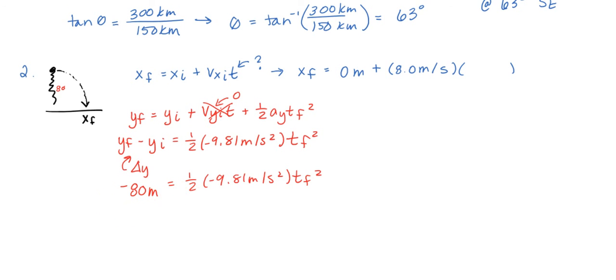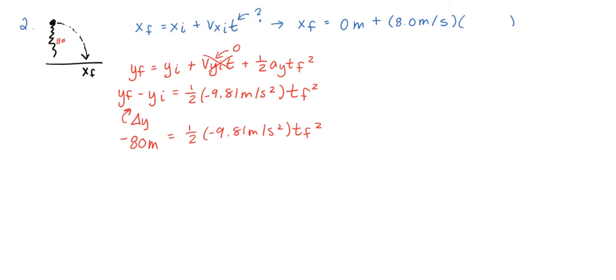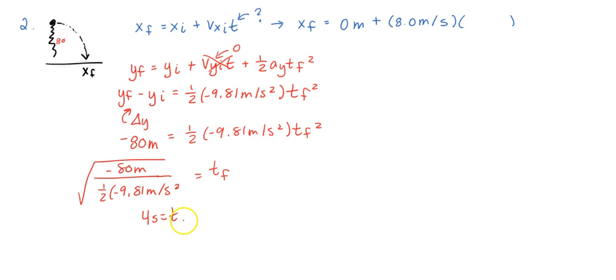And this will rearrange so that I have negative 80 meters divided by 1/2 of negative 9.81 meters per second squared. And I have to find the square root of that to find final time. That gives me that the final time is equal to 4 seconds. So if I take that and plug it into my equation up here, I find that the final location of x is 8 times 4, which is 32 meters.